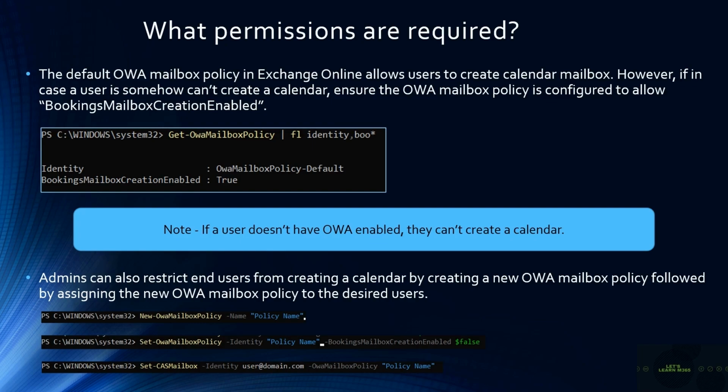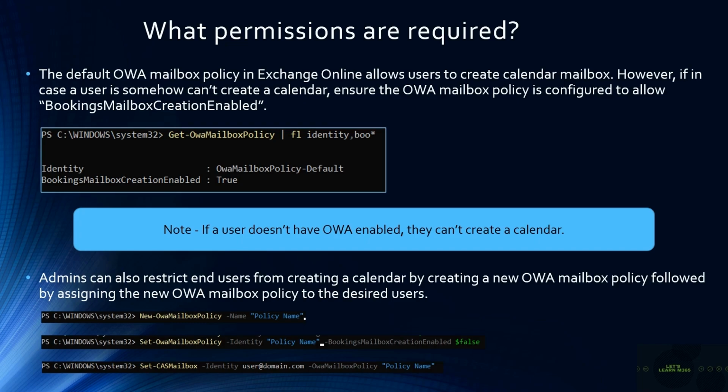Once the policy is configured, you need to assign the policy to the user who is going to be prevented. So in that case, you can run the command Set-CASMailbox followed by the user email address, followed by the policy name that you just created in the first command.